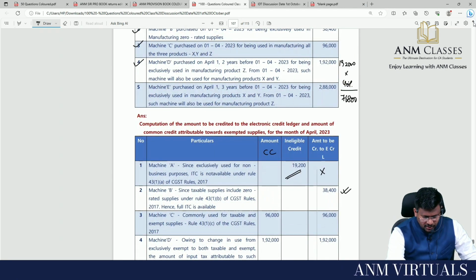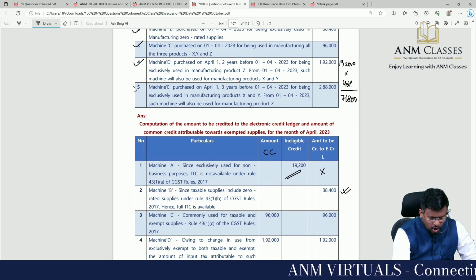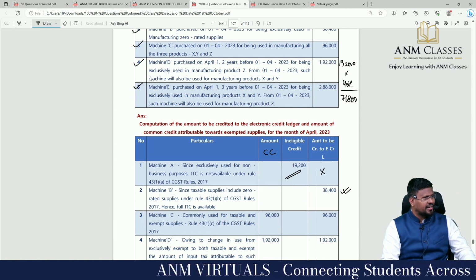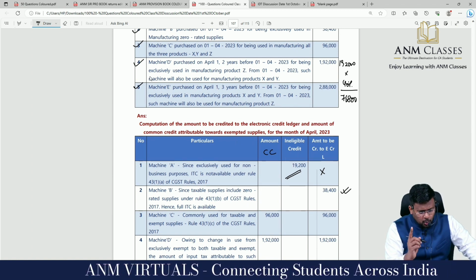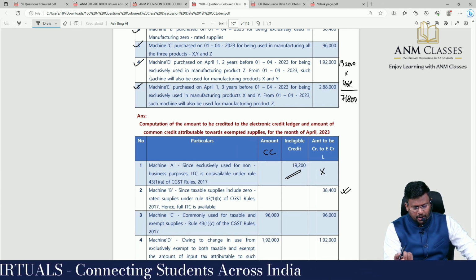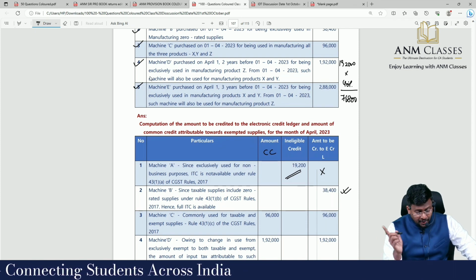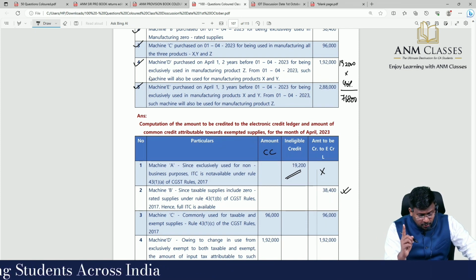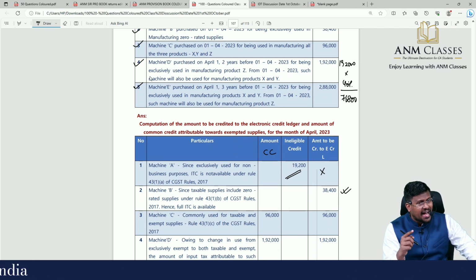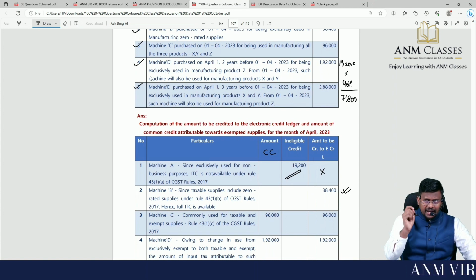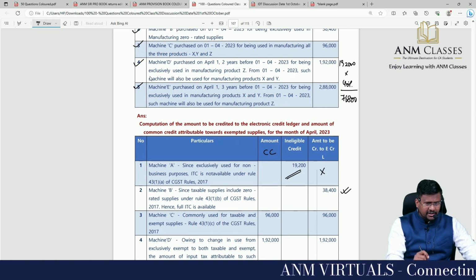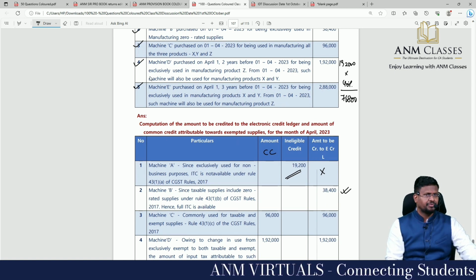Sir, machine E purchased on April 1, 3 years before. That means only 2 more years of life is pending. Before 1/4/2023, it was exclusively used in manufacturing taxable products. So when I bought it 3 years ago, I had bought it for exclusively taxable use, so the action I would have taken is to bring the entire ITC to the electronic credit ledger and take the entire ITC in one shot. Yes sir, understood?